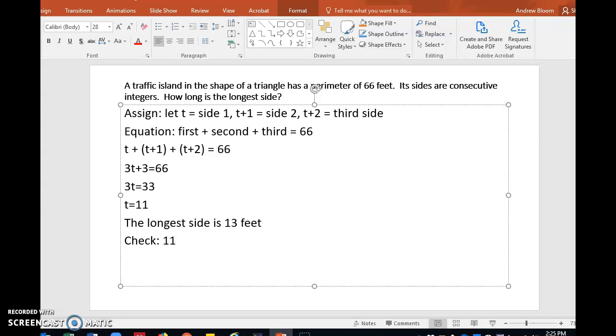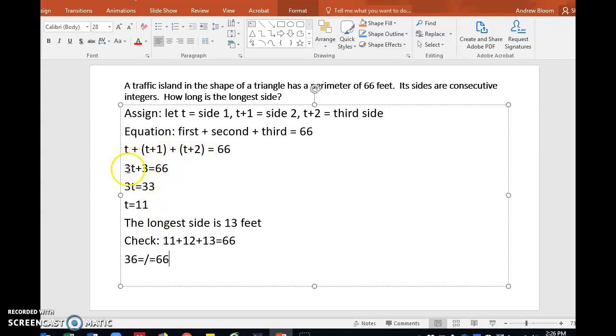We need to look at whether or not 11 plus 12 plus 13 is equal to 66. And if we look at this, 11 plus 12 plus 13 is 36. And 36 does not equal 66. So our check doesn't work. Somewhere in here there's a mistake. And it's important to notice that there's nothing that jumps out at you when you've made a mistake. It's not till you check your work that you start to see it.